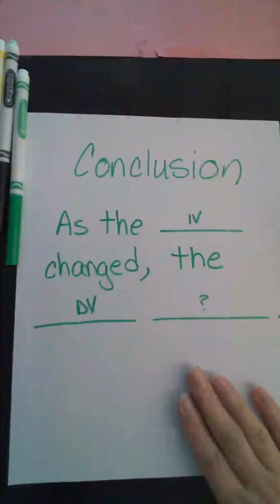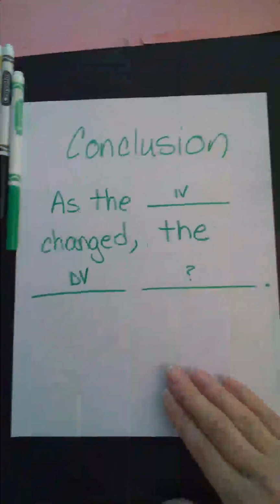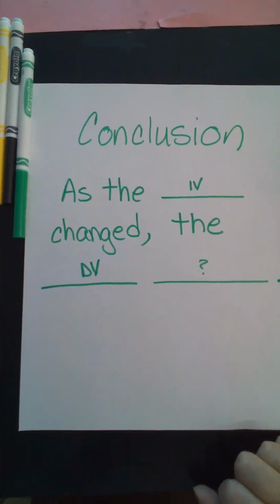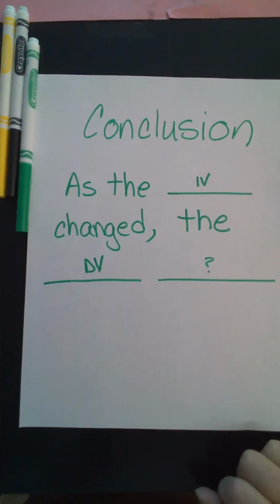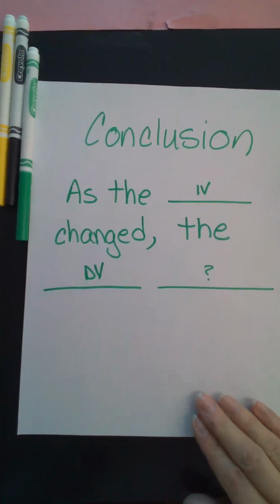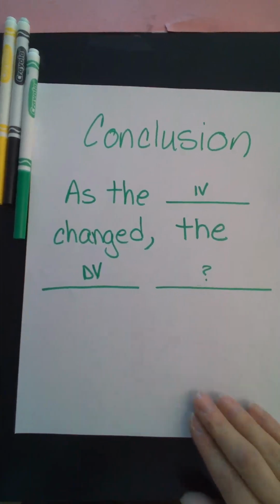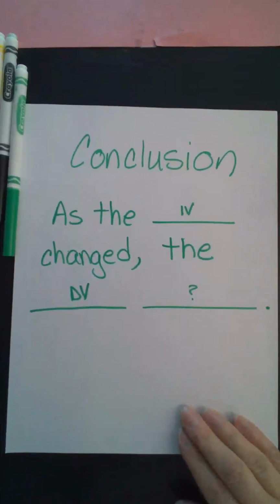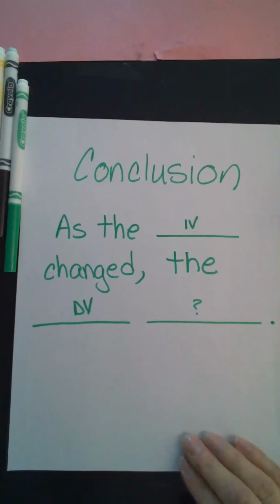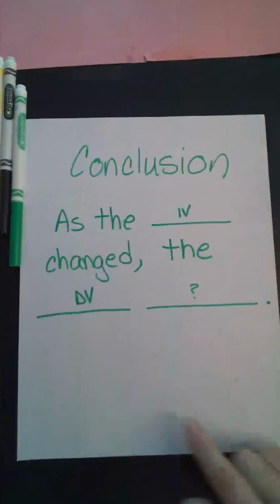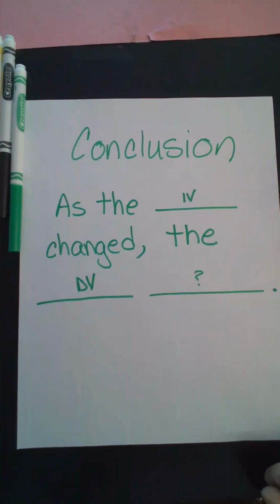And then your conclusion. Start your conclusion with a statement about your graph. So for example, as the independent variable changed, now could be that you did number of wires or number of coils or type of wire. So maybe as the type of wire was changed, the number of paper clips picked up increased or decreased or stayed the same. Then go on to explain. You should have at least 3 sentences in your conclusion.